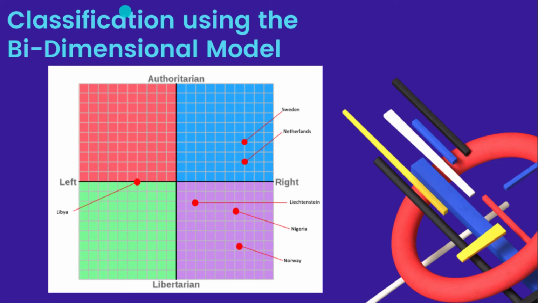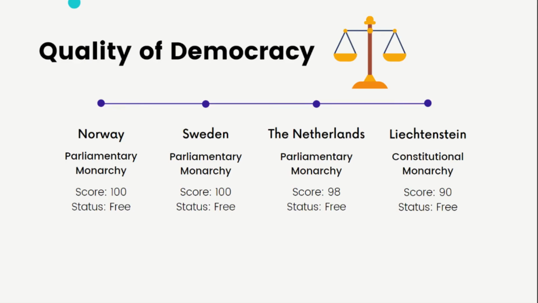Interestingly enough, upon examining this graph, we can see that all of the countries except for Libya are on the right hemisphere, basically meaning that they desire their economies to be left to the devices of competing individuals and organizations. Next, we will be examining the quality of democracy in each of our countries.